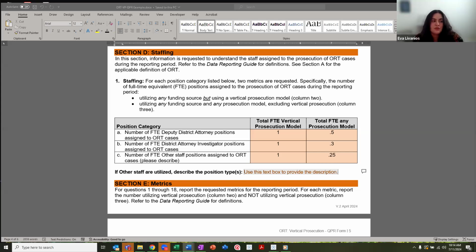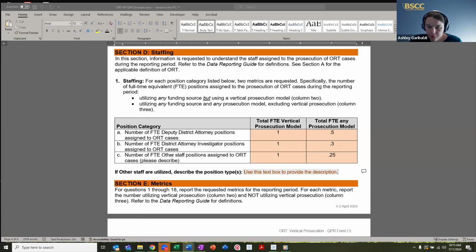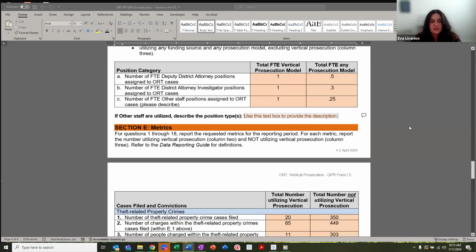Does anyone have any questions for the data reporting for staffing in section D? Nothing in chat. We don't have anything in chat. Okay, I'll just move along. We can also ask everyone for questions at the end as well.